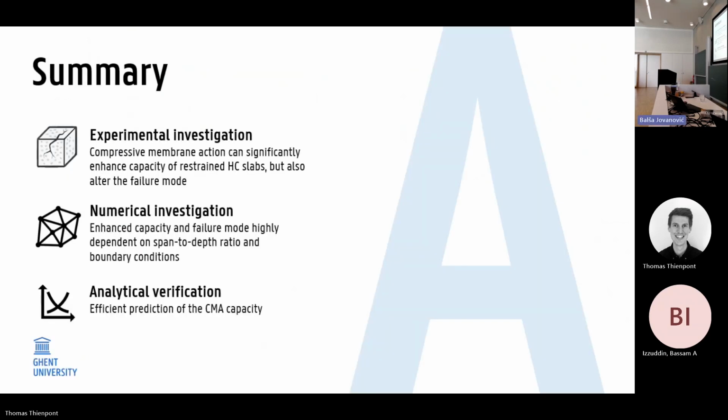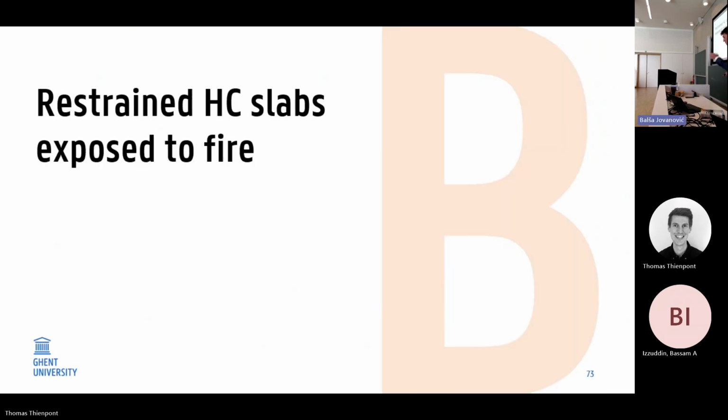So that was part A. Here's a very brief summary. The experimental campaign showed that compressive membrane action can actually occur in concrete hollow core slabs. Then we studied these results further with a numerical model, and then we also developed an analytical model, which is a very efficient way to predict the compressive membrane action capacity of these members. So that was part A. And then we go straight to part B.